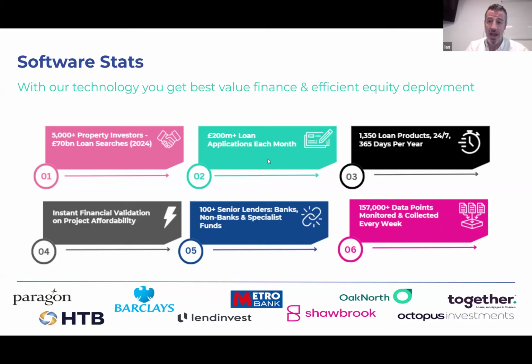So the point here is you have buying power. Using the software, you have buying power. Lenders will absolutely provide better service and better rates, because there's more volume coming through the platform through your software. There are over 1,350 products on the platform at the moment, and it's available 24/7, 365 days per year.